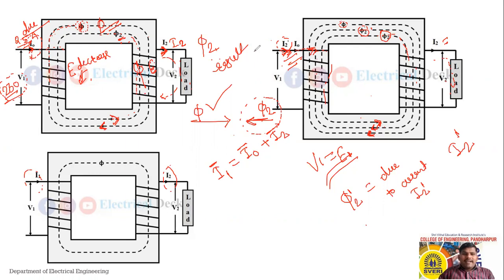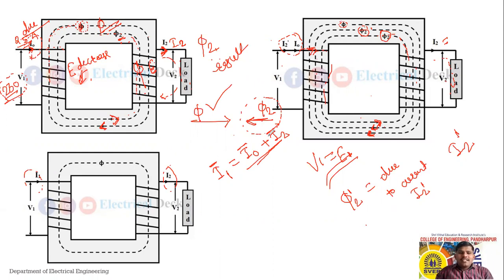या दोन करंट ची जी काय वेक्टर सम असेल I2 dash ची आणि I0 ची, right? So the vector sum of these two currents, I2 dash and I0, is nothing but the total current taken from the primary. So the total current taken from the primary, I1, is the vector sum of the no load current of the transformer and the additional amount of current taken from the supply, that is, transformer ने घेतलेला additional current.